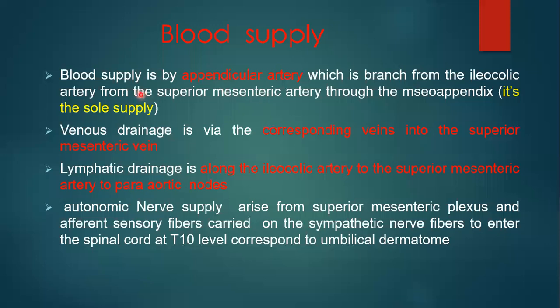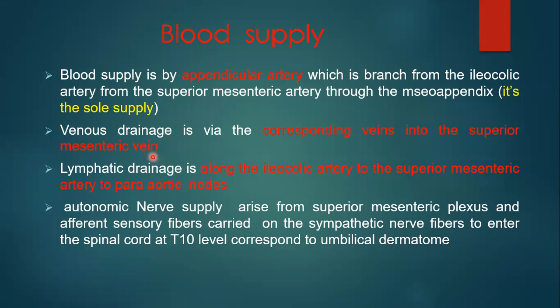Blood supply. Blood supply is by the appendicular artery, which is a branch from the ileocolic artery, which is a branch from the superior mesenteric artery, through the mesoappendix, and this is the sole blood supply. Unlike the gallbladder, where there is multiple collateral blood supply from the hepatic bed. So the rate of perforation following acute appendicitis is much more than that of the gallbladder following acute cholecystitis. Venous drainage is via the corresponding vein into the superior mesenteric vein.